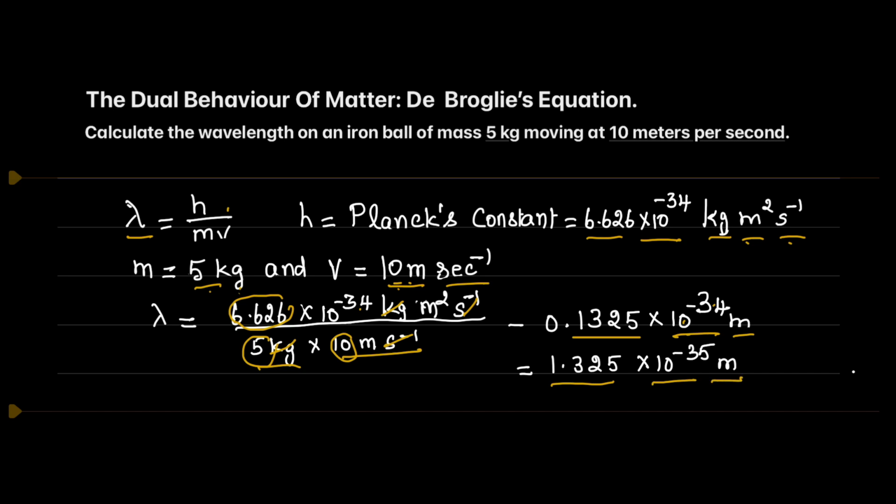So for larger objects, like iron ball, the wavelength is very small. It is in the range of 10 power minus 35 meters, and it is neither detectable nor measurable.